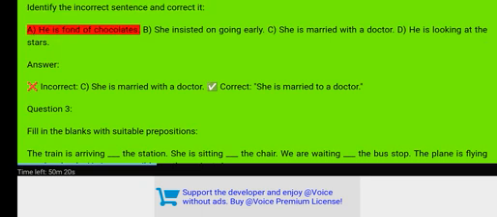Question 2. Identify the incorrect sentence and correct it. A. He is fond of chocolates. B. She insisted on going early. C. She is married with a doctor. D. He is looking at the stars. Answer. Crossmark incorrect. C. She is married with a doctor. Checkmark correct. She is married to a doctor.